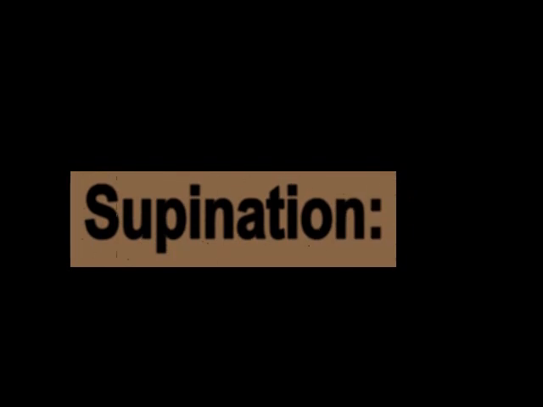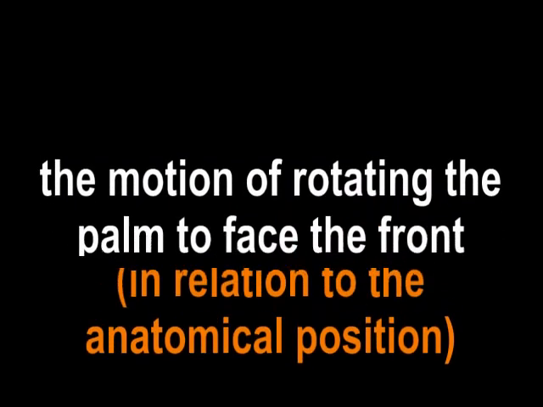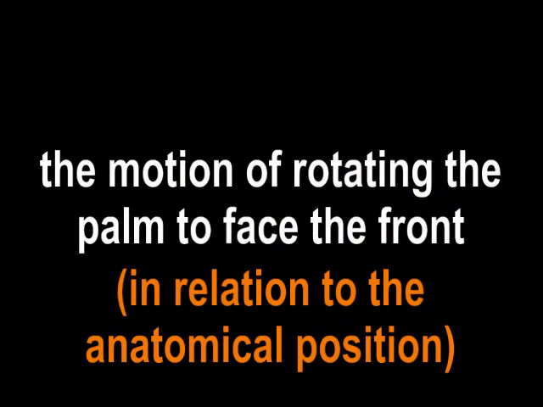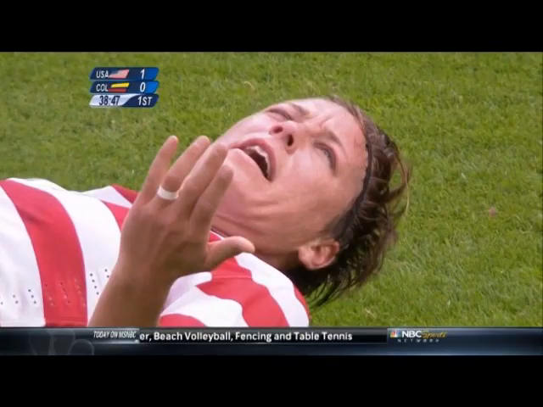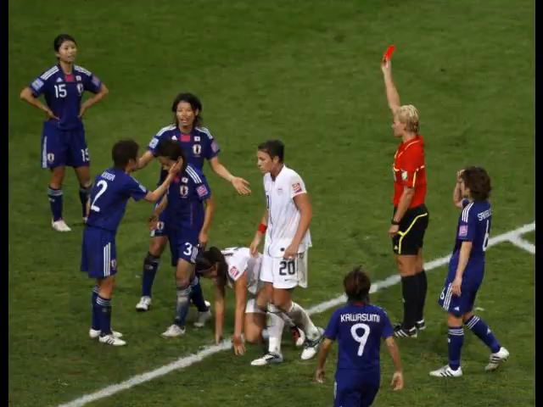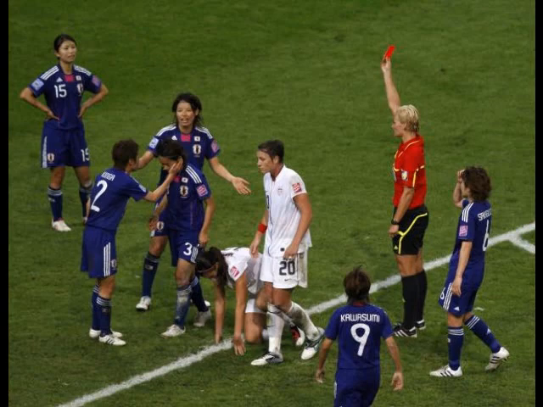Supination is the motion of rotating the palm upward relating to the anatomical position. For example, in a soccer game, the referee may call some incorrect calls. Consequently, the player will rotate her palm to face up to question why the ref made the call.